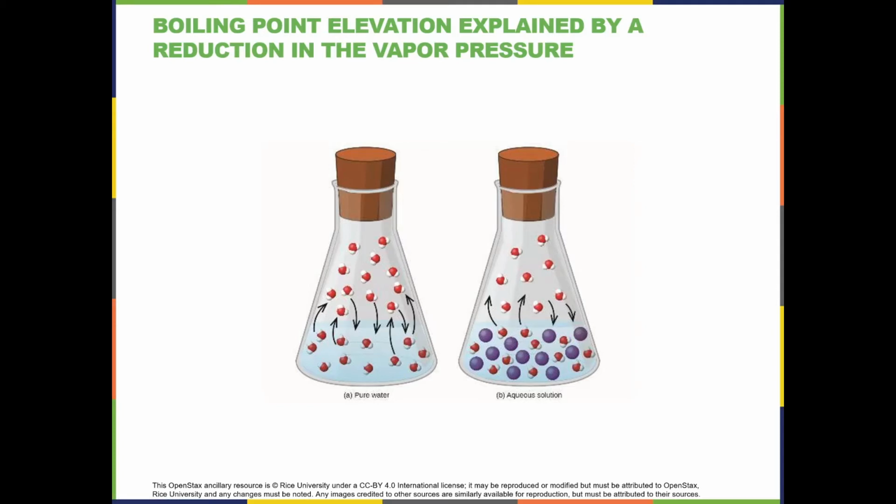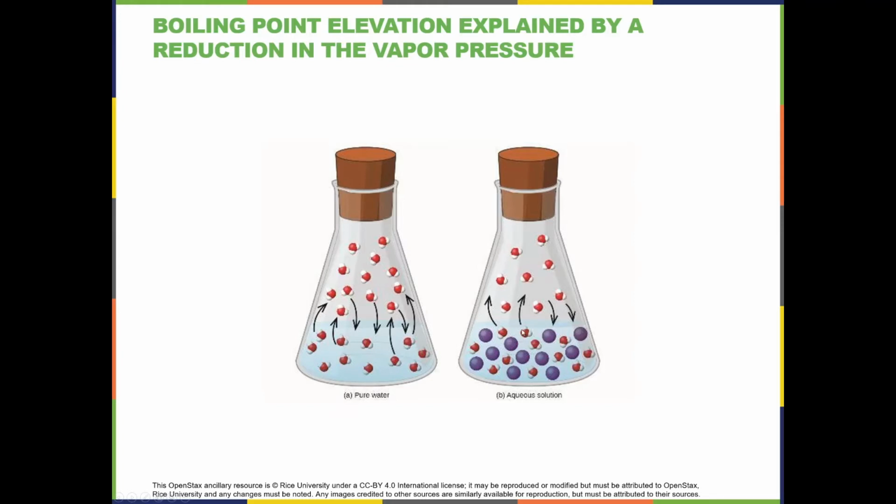So what happens at the end of the day? Well, at the end of the day, we have more water molecules in the gas phase for the pure water and less for the salt water. Said another way, the vapor pressure of pure water is higher than the vapor pressure of salt water. Therefore, if we want to boil pure water, it will boil at a lower temperature. We have to add less energy for the average molecule to have enough energy to go into the gas phase for pure water than for salt water.